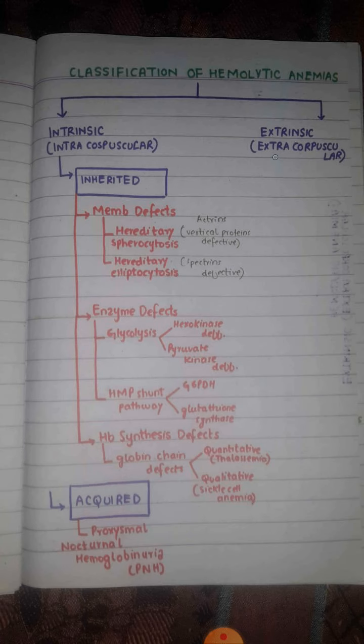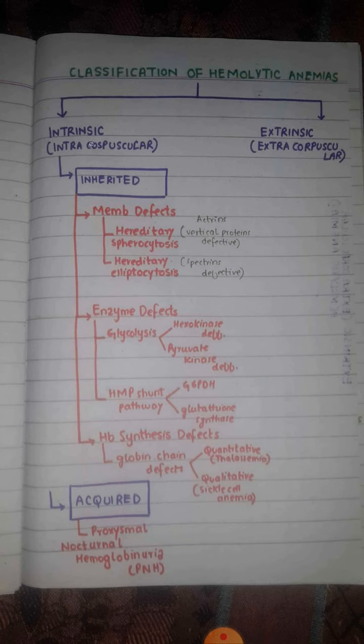One point should be kept in mind here, that intrinsic or intracorpuscular and extrinsic or extracorpuscular should not be mixed with intravascular or extravascular hemolysis, because the word intravascular and extravascular means that the hemolysis takes place inside the blood vessels or outside the blood vessels, and the word intrinsic means that the cause of hemolysis is present inside the RBC, and the word extrinsic means that the cause of hemolysis is present outside the RBC. So hemolytic anemias are basically of two types, intrinsic and extrinsic.